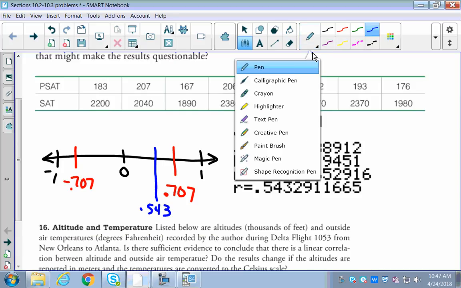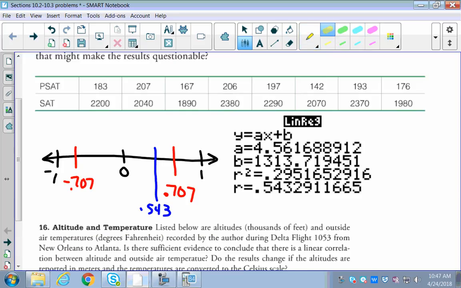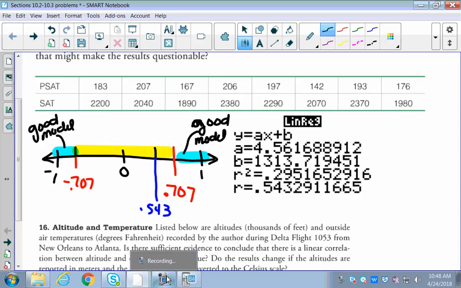Remember that, not a good model. At the ends are the good model. You were picturing the curve? Yeah, it's within the curve. And this one over here would be a good model. So this one is not a good model, okay?